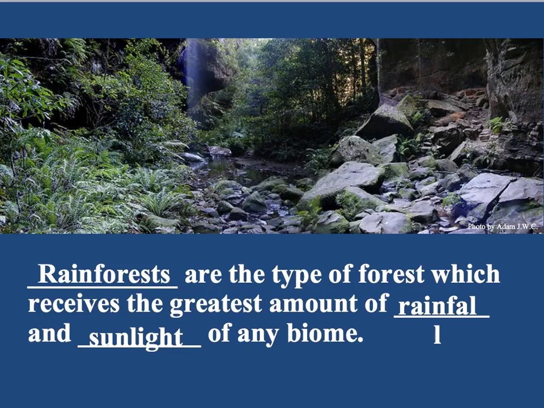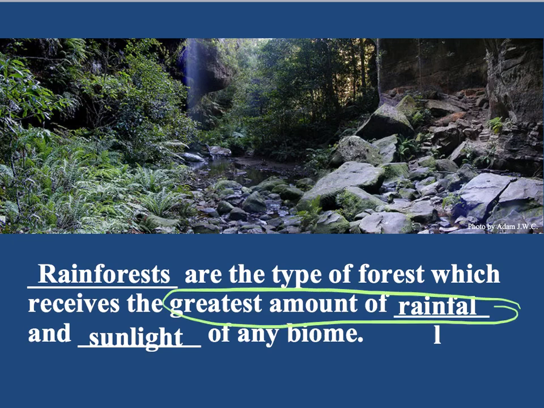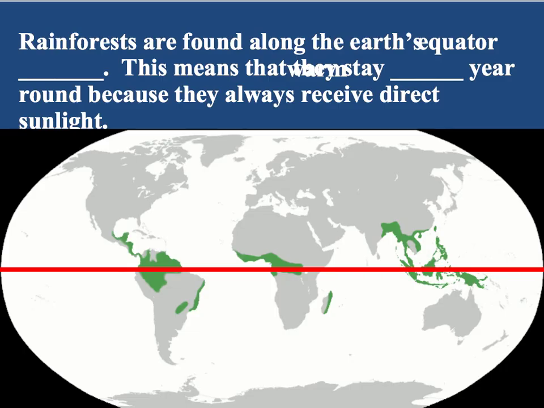Rainforest is a type of forest that receives a great amount of rainfall and sunlight. This is the greatest amount of rainfall and the greatest amount of sunlight of any biome. So it's kind of weird that it has both. Rainforests are found along the Earth's equator, which means that they stay warm all year long. Right here is supposed to be warm. Sorry, can't really see it. Let's drag that over. Here we go. Warm all year long.